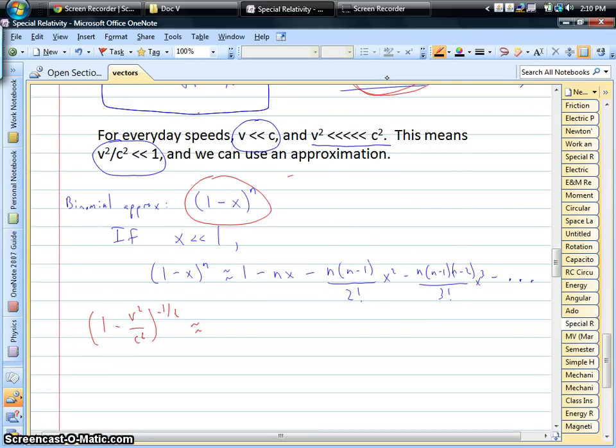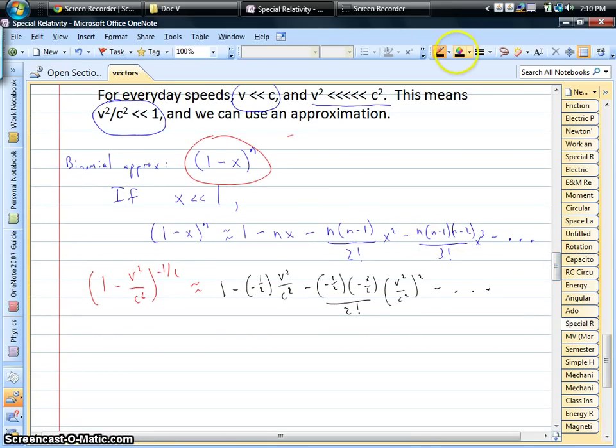And let's see what this binomial approximation tells us. We're going to have 1. Now our n value is negative 1/2, so we're going to bring negative 1/2 times x. Well, the x is v squared over c squared. Now we're going to have negative 1/2 times n minus 1, which is negative 3/2, all over 2 factorial. Then we're going to have v squared over c squared, squared. And then you could keep doing this all day if you wanted to. But it's not going to do you much good.